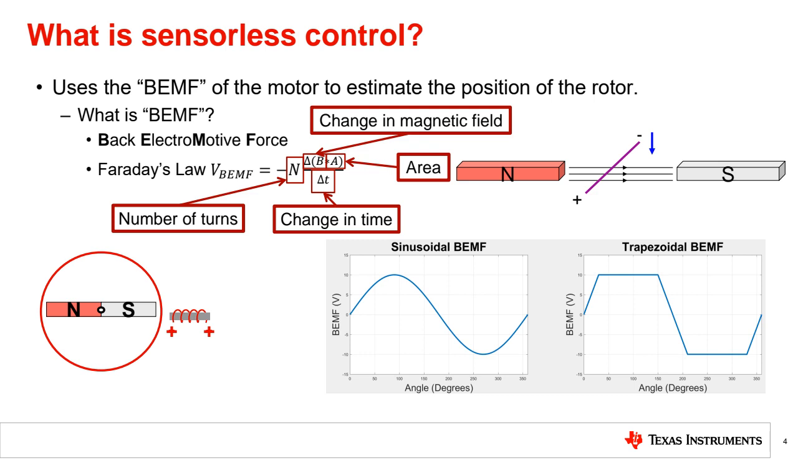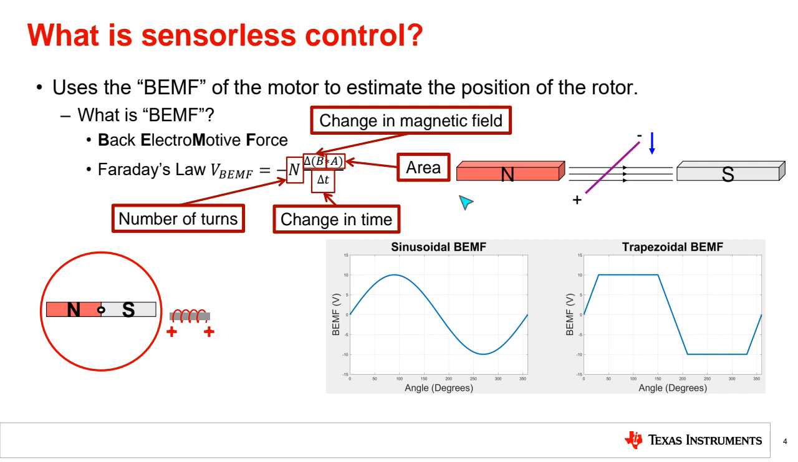Now we can give some details. What is back EMF? Back EMF is back electromotive force. Back EMF is the voltage induced on a wire when a changing magnetic field is applied. You can see Faraday's law in the presentation.